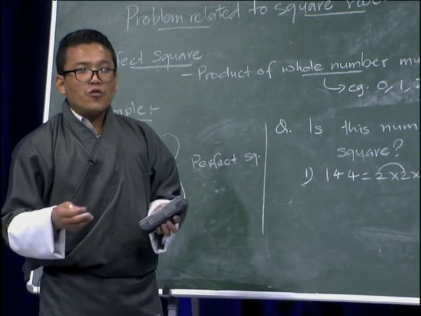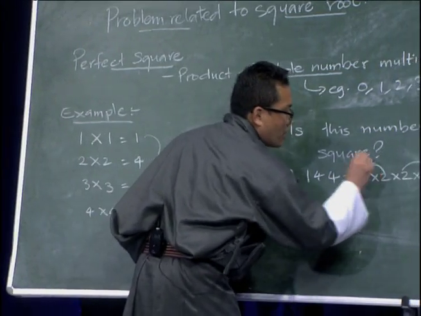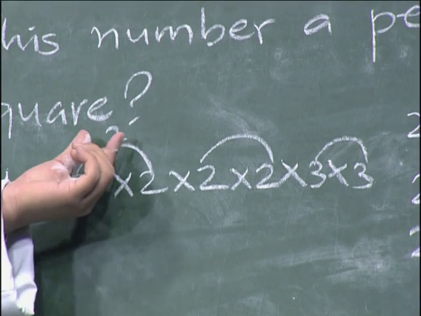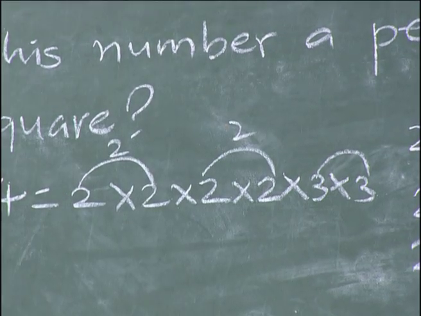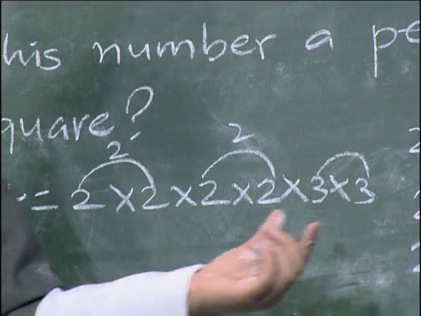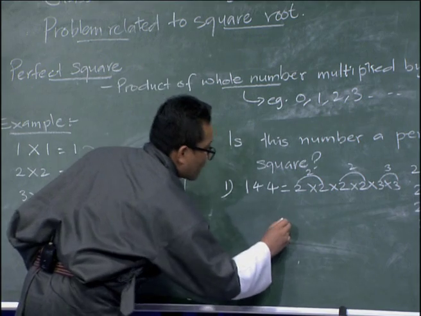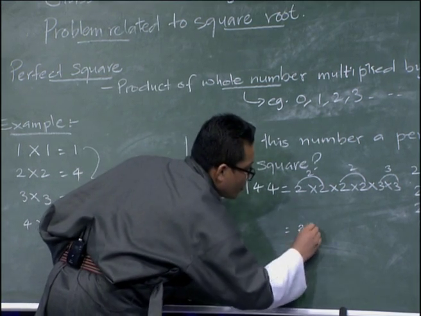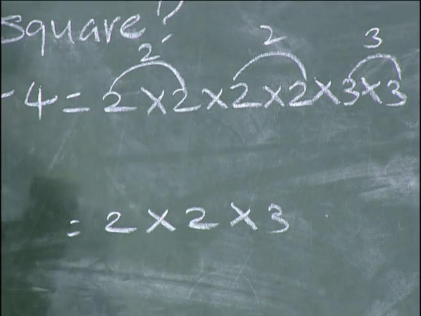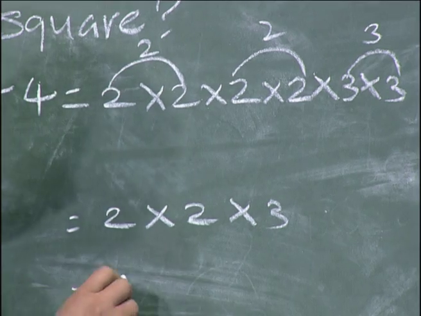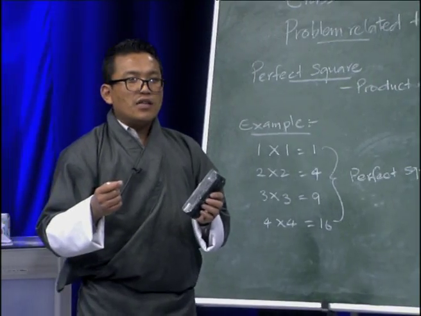Now, 144 is the perfect square of what number? To find that, you just have to take out one from each pair. This is a pair of 2, so I will take out one 2. This is again a pair of 2, so I'll take out one 2. This is a pair of 3, so I'll take out one 3. Now, it is 2 times 2 times 3, which means if I multiply 2 and 2, it is 4. 4 times 3 is 12. So that means 144 is the perfect square of the number 12.